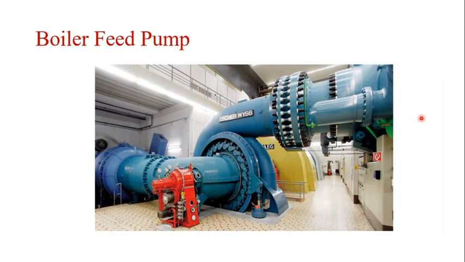In the next part, that is the component boiler feed pump, the water from the reservoir or pond is extracted to convert it into steam. The water from the pond or reservoir is supplied to the boiler through the boiler feed pumps. They are very large pumps which extract a large amount of water, and they supply it to the boiler for generation of the steam.